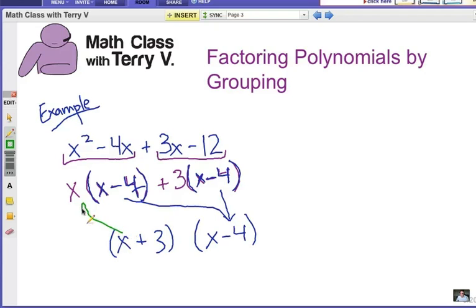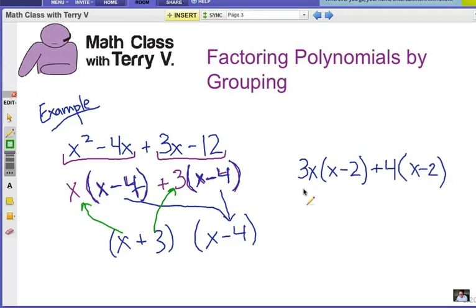This x came from here, and this 3 came from here. Alright? Now, it's a lot of arrows, but let me just show you another quick example before we get to some problems. Let's say that we've already taken out the common factors, and the question we need to ask is: is this binomial the same as that binomial exactly? Okay? If they are, then you write it down only once.